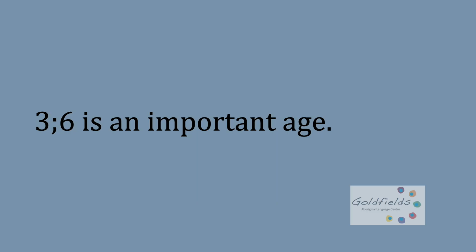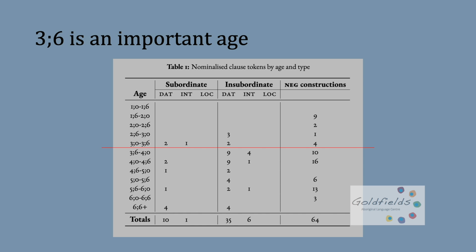Okay, 3.5 as an important age in nominalised clause acquisition. Returning to this snapshot of the nominalised clause tokens, we can see that the vast majority of nominalised clauses appear after the age of 3.5. That's a threshold represented by the red line in this table. And this does hold for subordinate nominalised clauses, insubordinate clauses, and clausal negation as well.